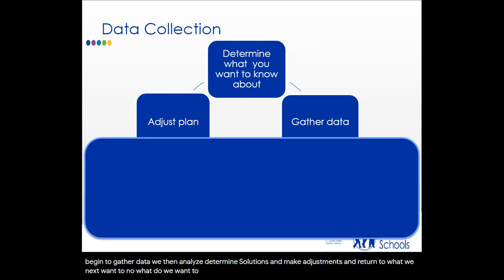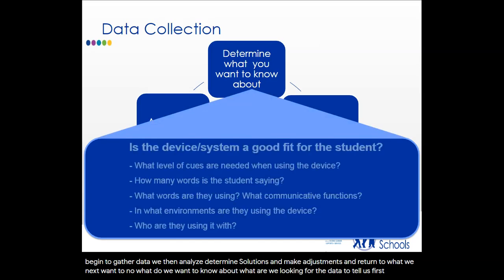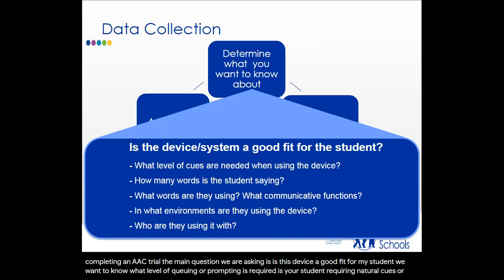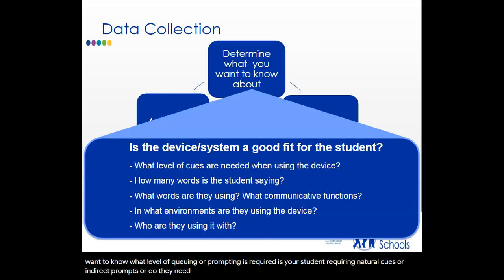What do we want to know about? What are we looking for the data to tell us? For students completing an AAC trial, the main question we are asking is, is this device a good fit for my student? We want to know what level of cueing or prompting is required. Is your student requiring natural cues or indirect prompts? Or do they need physical prompts?